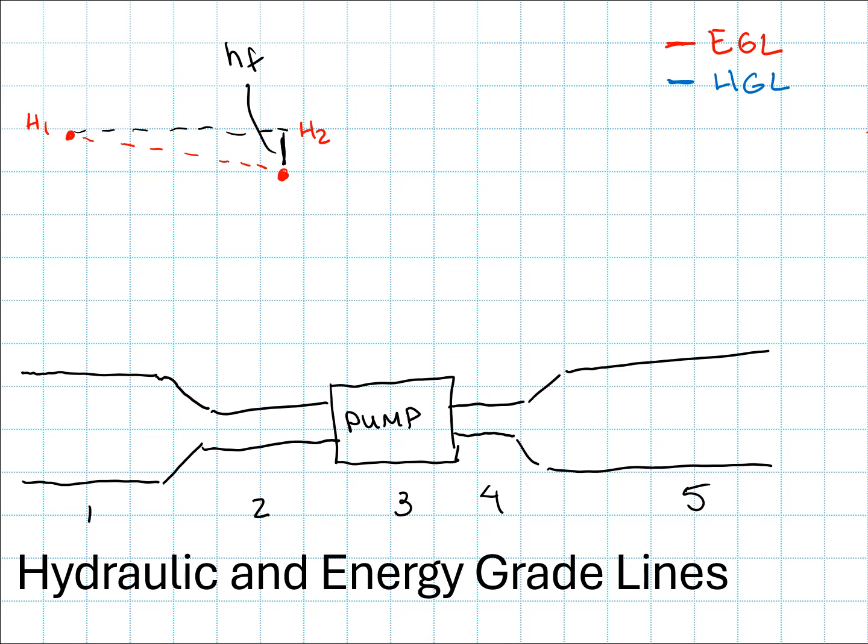So then at my next point, H3, my flow is going through a pump. And the whole purpose of a pump is to raise the energy of the flow. So I know that total head at point 3 is going to go up sharply from 2.